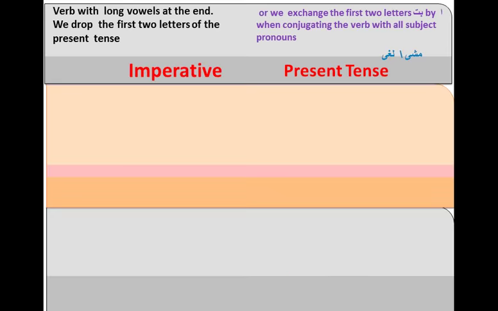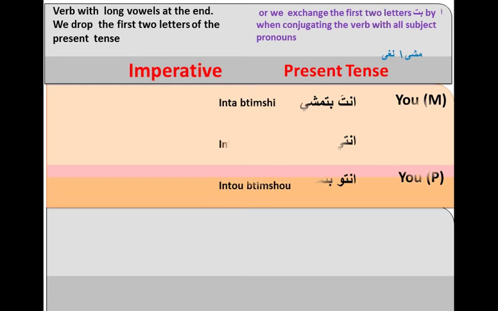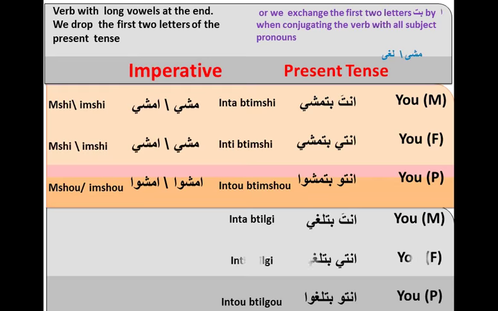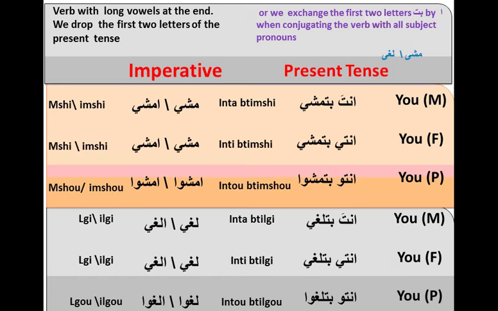Verbs with long vowels at the end, we drop the first two letters of the present tense, or we exchange the first two letters ba by alif when conjugating the verb with all subject pronouns. Example of these verbs are masha and laga. انت بتمشي انت بتمشي انتو بتمشو. مشي مشي مشو. انت بتلغي انت بتلغي انتو بتلغو. لغي لغي لغو.